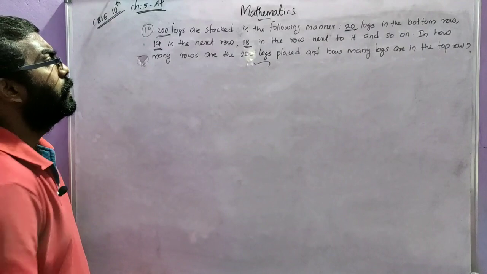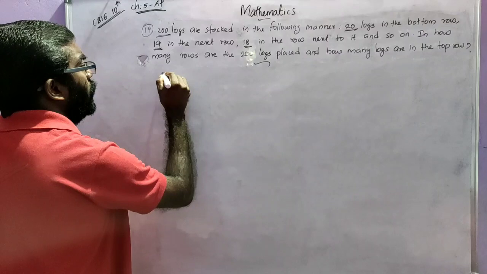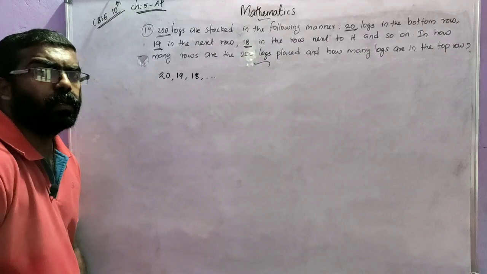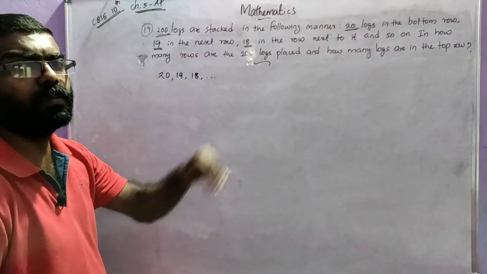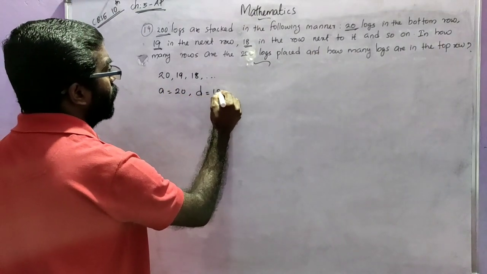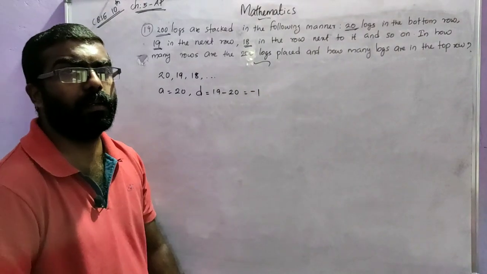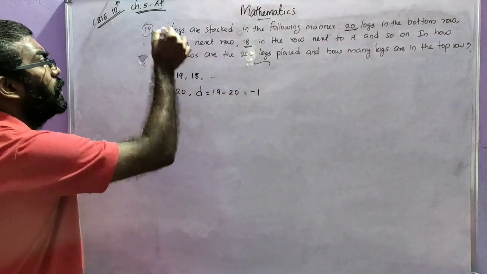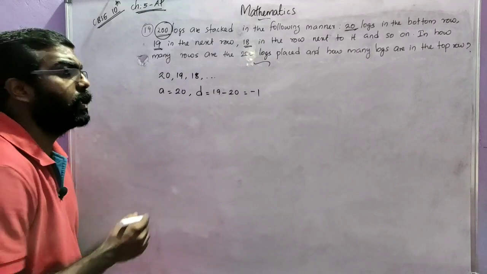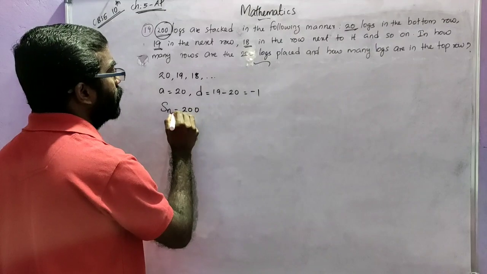Okay, here you can write the number of logs as 20, then 19, 18 and so on. So here the list of numbers forms an AP with the first term a equal to 20 and d equal to 19 minus 20, which is equal to minus 1. Clear? Now there are 200 logs. That means the total number of logs is equal to 200. That can be taken as the sum, Sn is equal to 200.